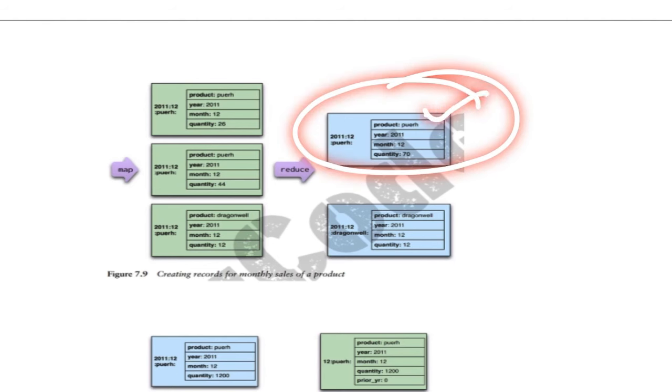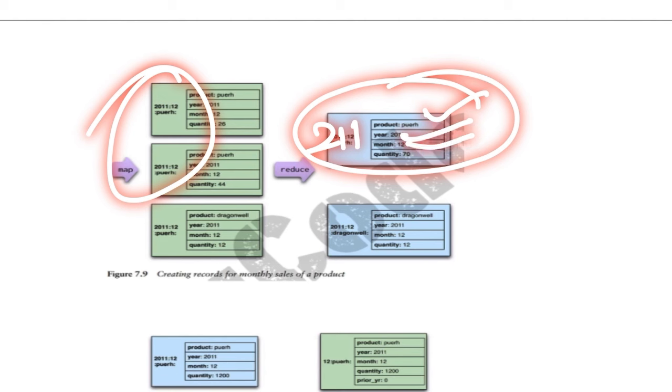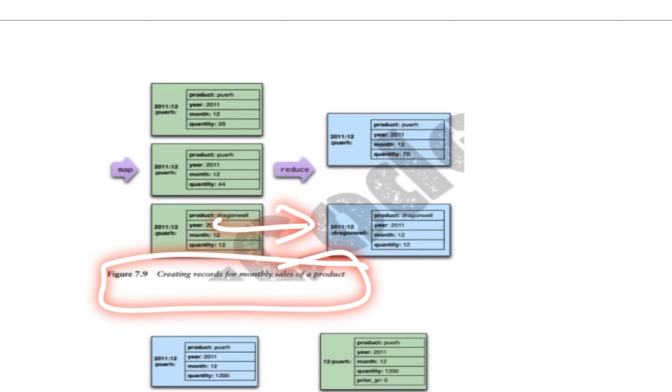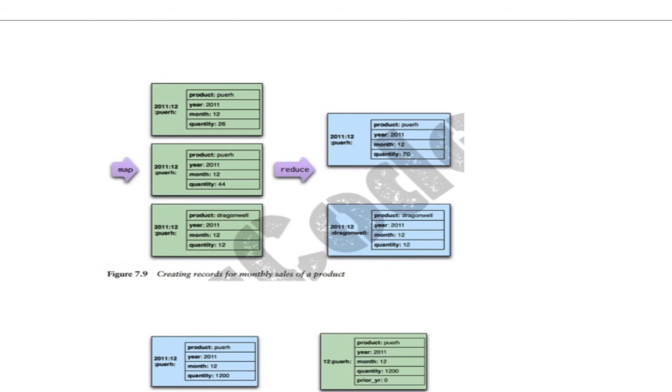In that case, here we can see 2011 only combined. Year is also same, month is also same, and we are aggregating the quantity. And on the Dragonwell also we are reducing it. The same thing has been written here.